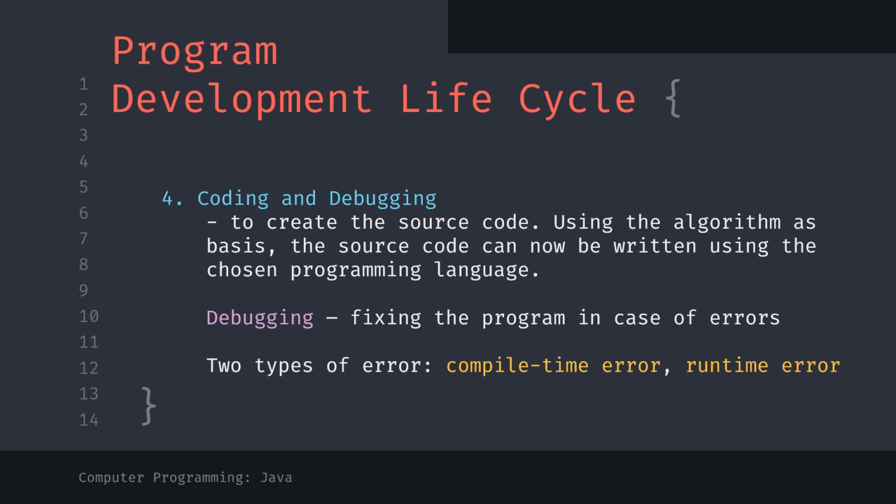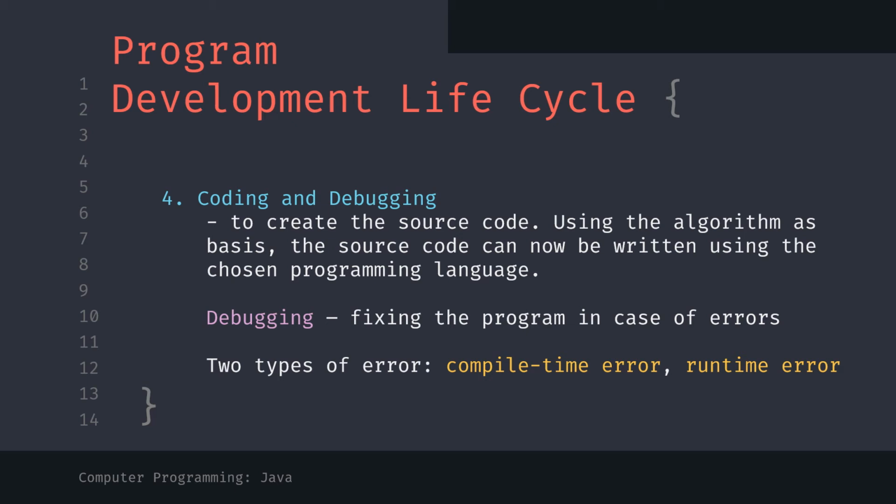Next step is coding and debugging. After constructing the algorithm, it is now possible to create the source code. Using the algorithm as basis, the source code can now be written using the chosen programming language. Most of the time, the program isn't 100% working right away after the programmer has written it. The programmer has to add some fixes to the program in case of errors, which are also called bugs, that occur in the program. This process is called debugging.